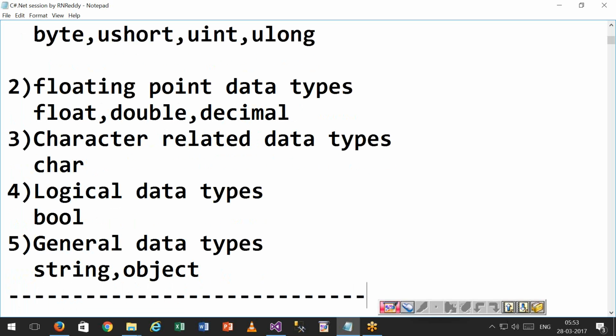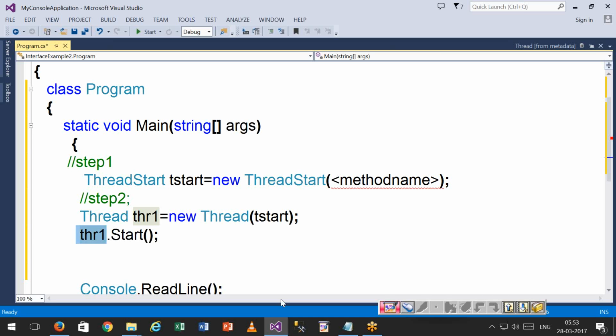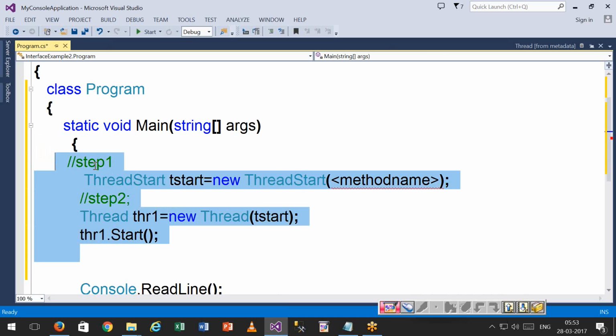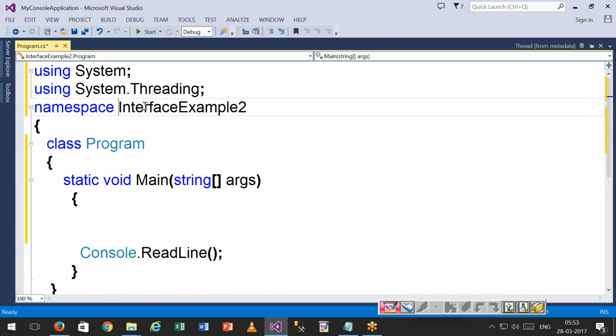We have discussed all these. These are all called what data types? Primitive data types. Primitive means those are defined by Microsoft. So totally 5 categories, am I right? Yes, sir.